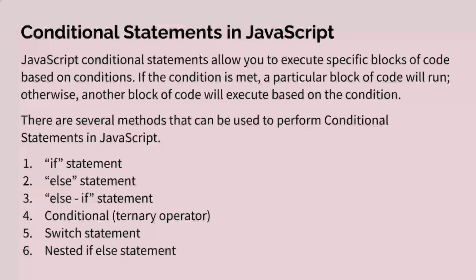There are several methods in JavaScript that help us to perform conditional statements. First is the if statement, second is the else statement, third is the else if statement, fourth is the conditional or ternary operator, fifth is the switch statement, and sixth is the nested if else statement. Let's talk about each and every one in detail.